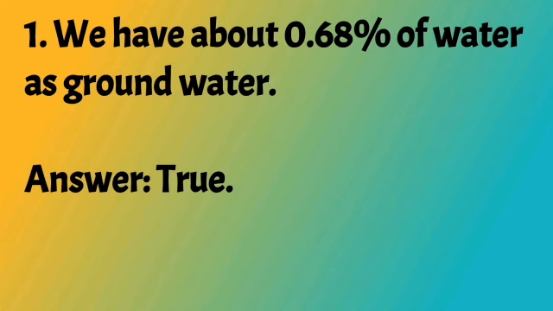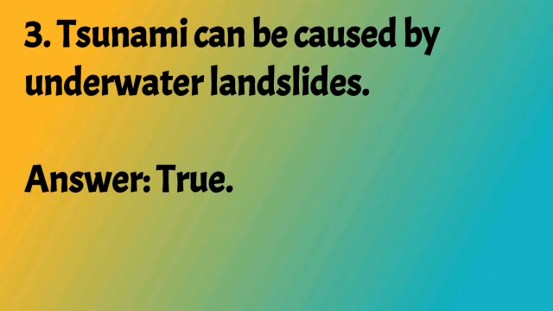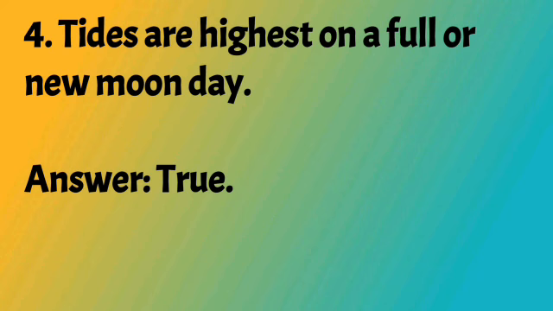True or false. 1. We have about 0.68% of water as groundwater. Answer true. 2. Ocean water is calm and still. Answer false. 3. Tsunami can be caused by underwater landslides. Answer true. 4. Tides are highest on a full or new moon day.